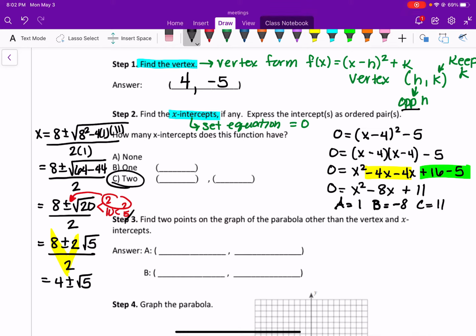So we do have 2 answers here. I don't know if I can fit it all in this little space that it has for me, but I have 4 plus the square root of 5, comma 0, and then 4 minus the square root of 5, comma 0. Okay. So step 3 is to find 2 points. Remember, when we're finding points, this means we get to pick a value for x and plug it in to find y.